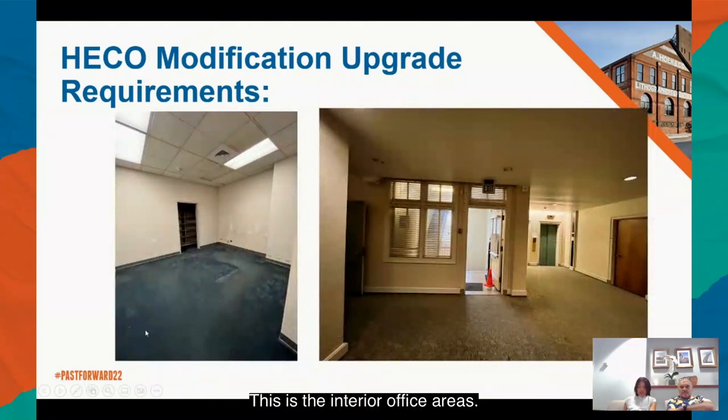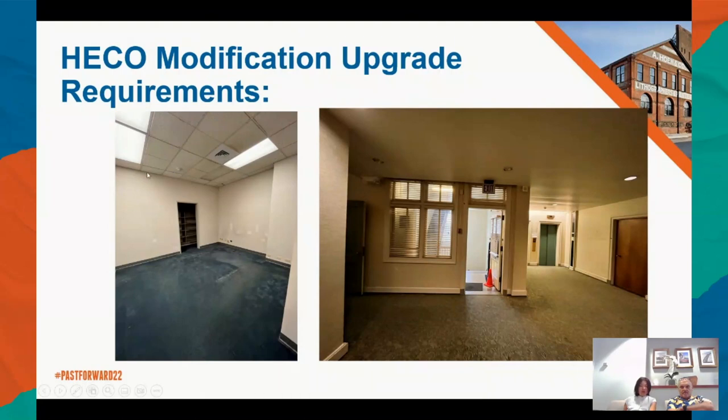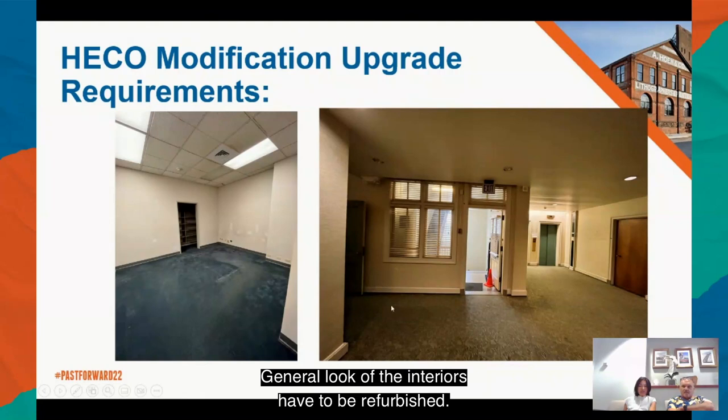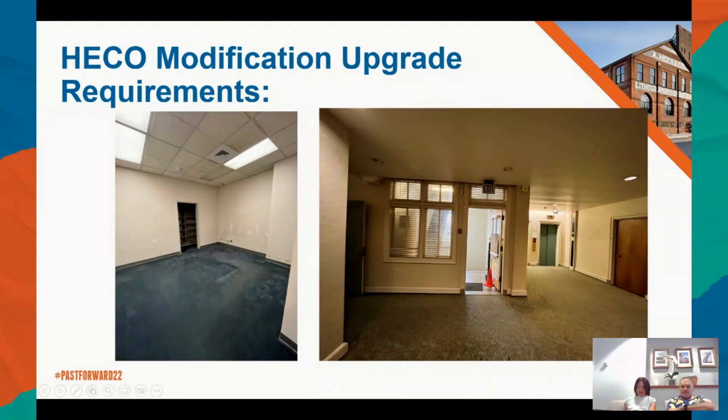This is the interior office area. We have carpet that needs to be removed, and ceiling tiles, most of which are also hazardous materials. The general look of the interiors has to be refurbished. There's a drop ceiling that needs to be removed. The elevator that you can see here beyond also needs to be rehabilitated.